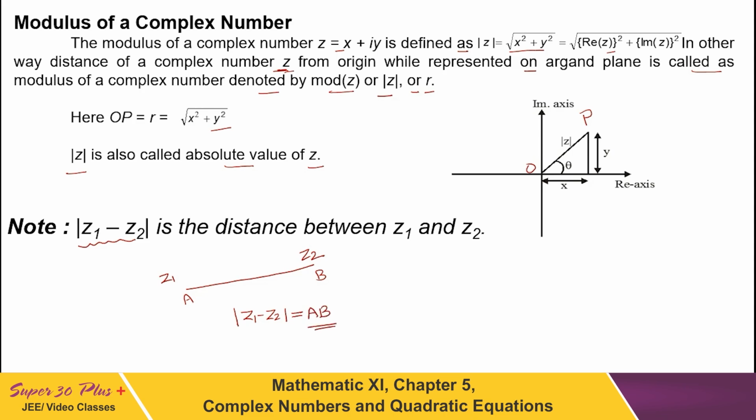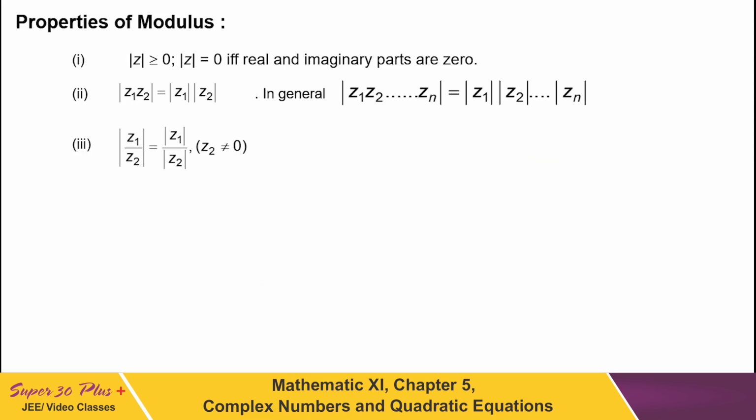This is one of the most important things. Students, let's see the properties of the modulus. As we know, the modulus of a complex number x plus iota y is equal to the square root of x square plus y square. So we can say mod z is greater than or equal to 0. If mod z is 0, then it is possible only when the real and imaginary parts are both equal to 0.